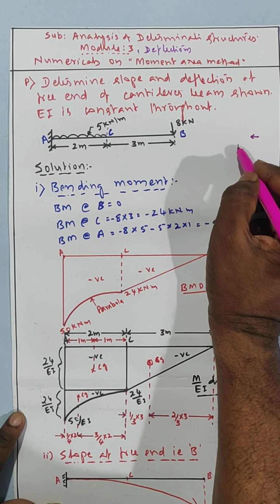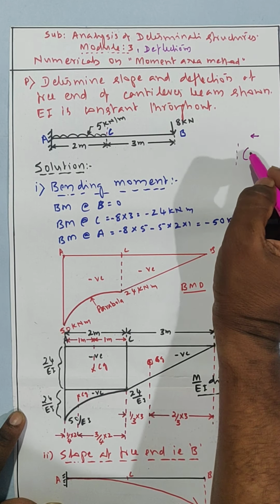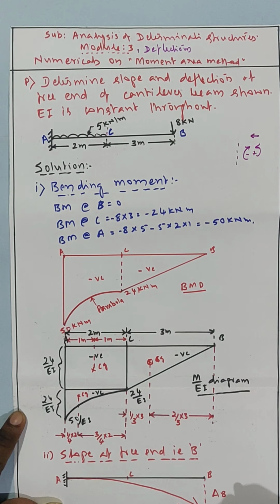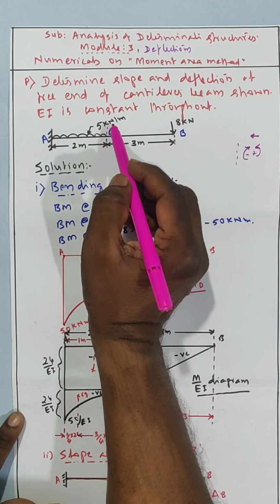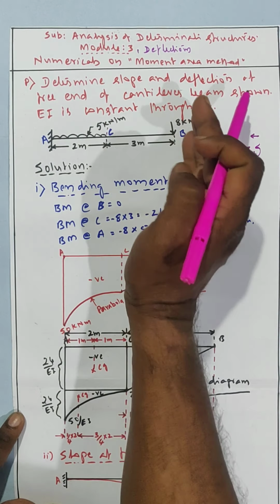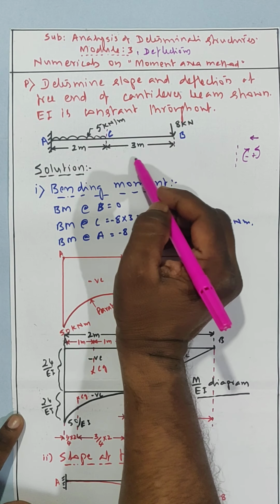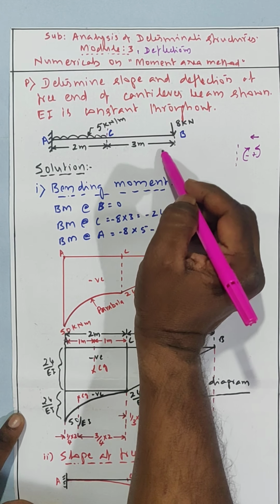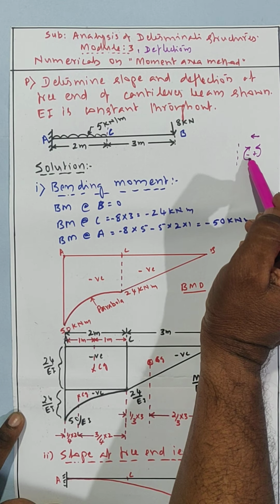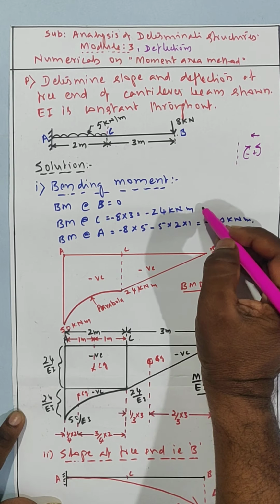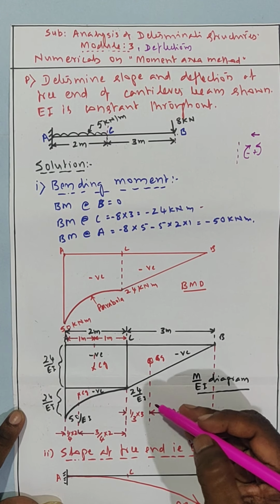To the right, the sign convention is: clockwise moments are negative, anti-clockwise moments are positive. Therefore, bending moment at C, I have to consider the right portion. So only the 8 kN load will create the bending moment. It is clockwise, and to the right, clockwise is negative. 8 into 3, only 8 into 3, it is minus 24 kN-m.